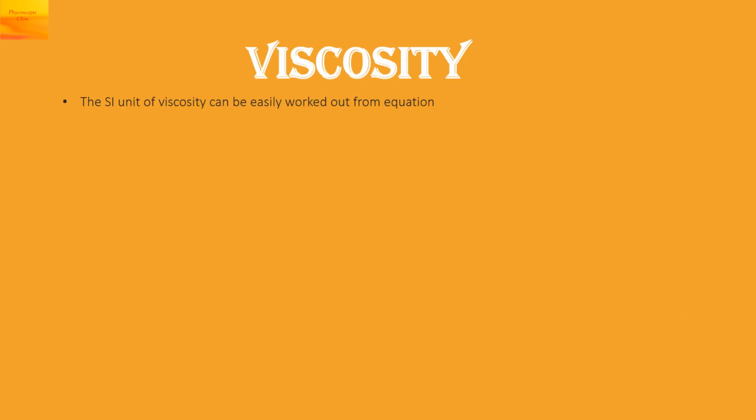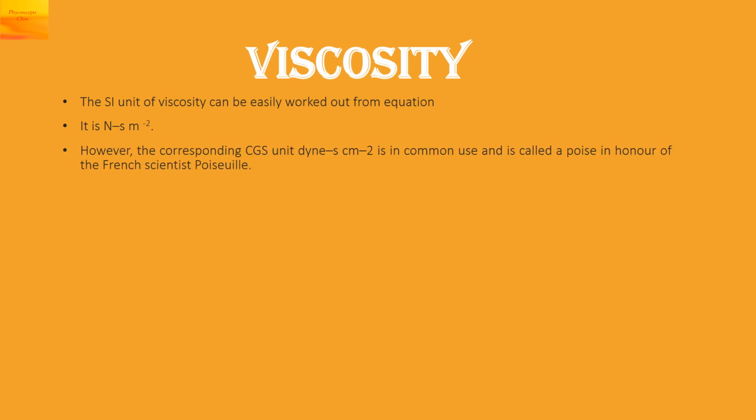SI unit of viscosity is Newton second per meter square. CGS unit is dynes second per centimeter square, but in general the unit poise is used in honor of the French scientist Poiseuille. 1 poise is equal to 0.1 Newton second per meter square.